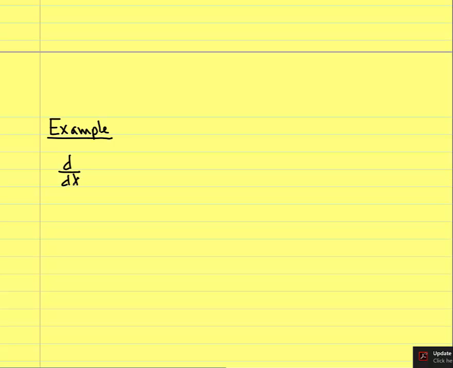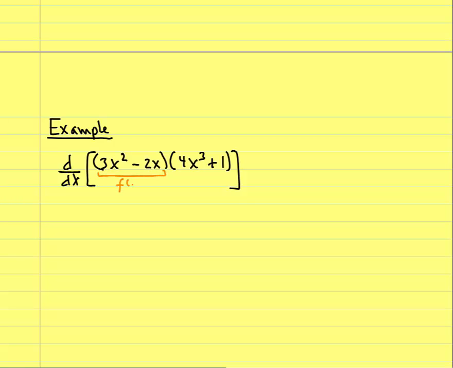So let's look at the derivative with respect to x, and let's put up my brackets. Let's do 3x squared minus 2x times 4x cubed plus 1. So this is my first function, I'll call f of x. This is my second function that I'll call g of x.